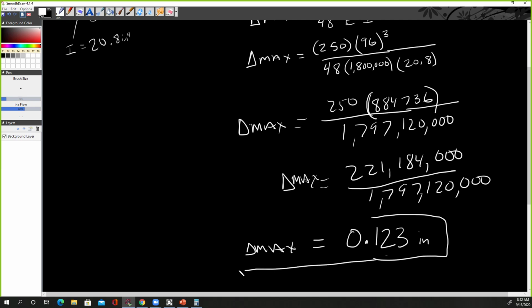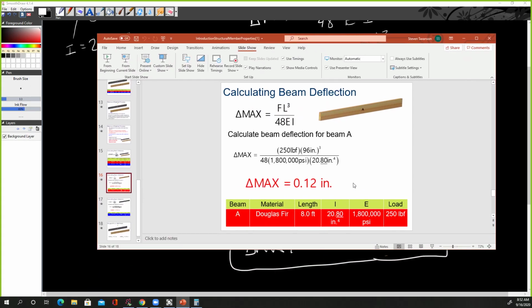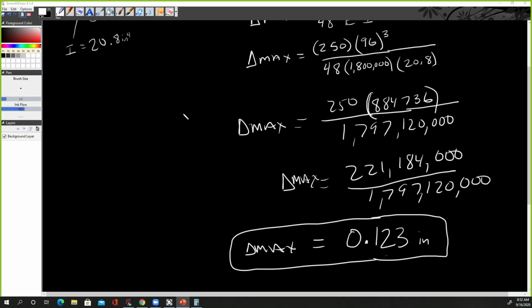I was hoping I'd get the right answer, and I'd have to do this all over again. So if you remember, that was the answer. So I got 0.123. They said the answer is 0.12. That's how much it's going to bend.